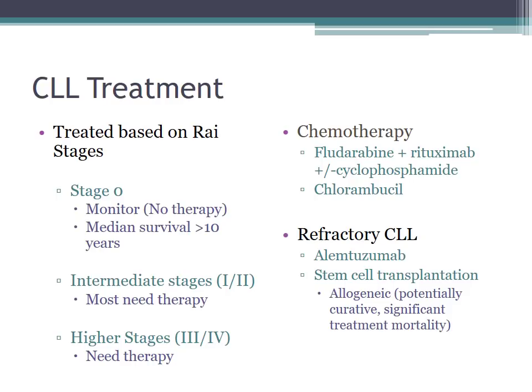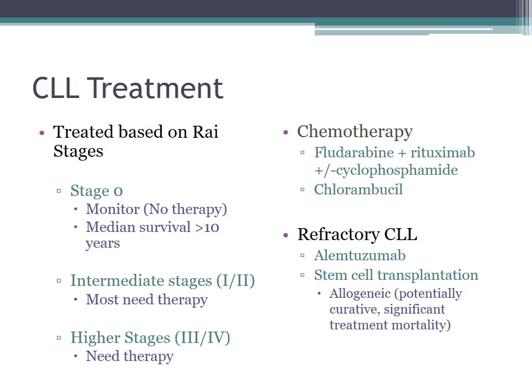If a patient is in the intermediate stages, so this is specifically stage 1 and stage 2, most of them will receive some therapy. And if they're in a higher stage, they will most definitely receive therapy, so stage 3 and 4. And the therapies are listed on the other side of the slide, so you can see chemotherapy is the principal treatment. The drugs involved would be fludarabine plus some rituximab, as well as possibly cyclophosphamide. Another option would be chlorambucil.